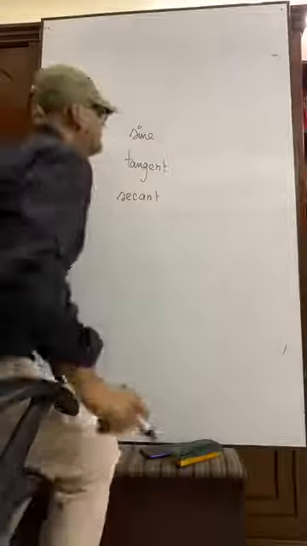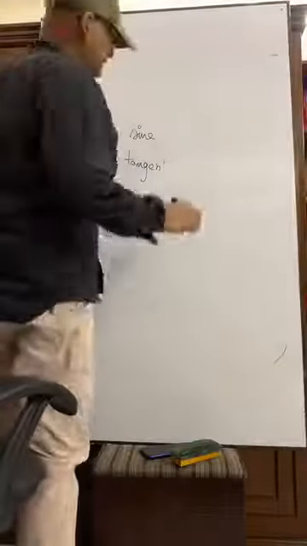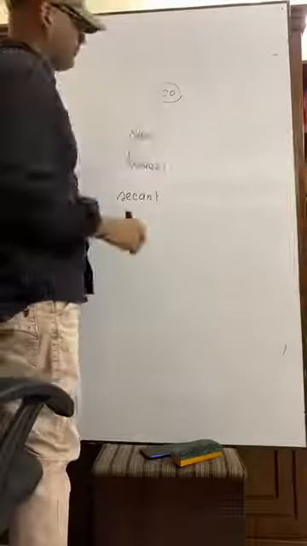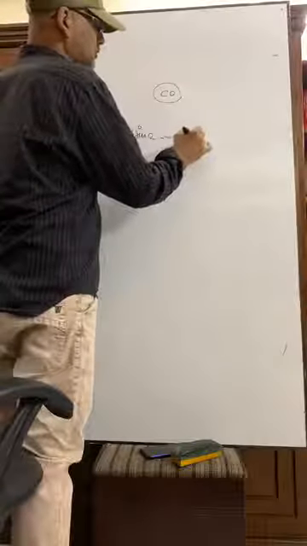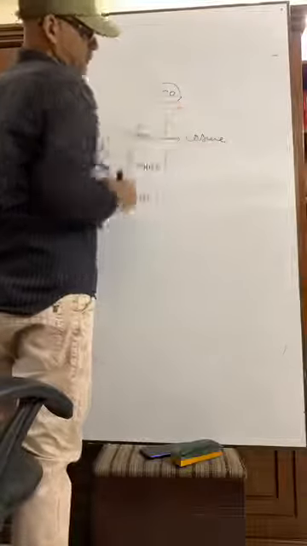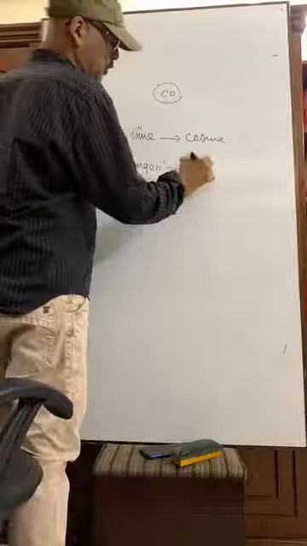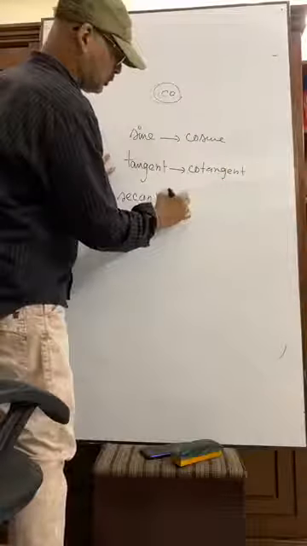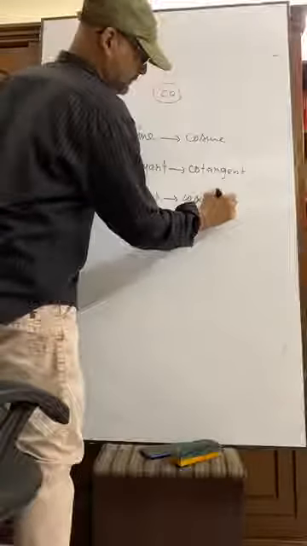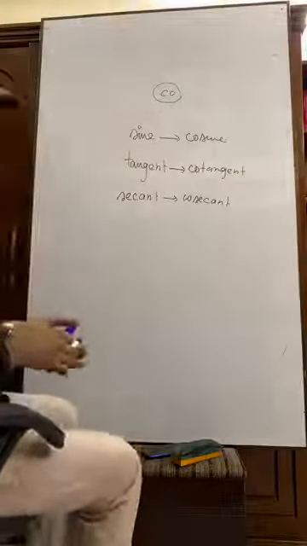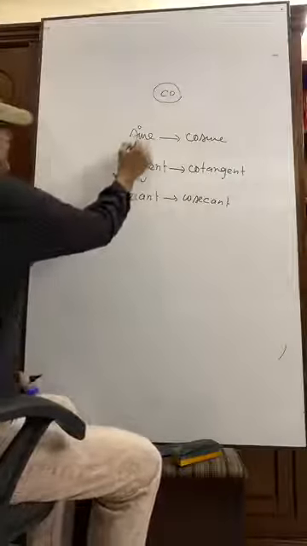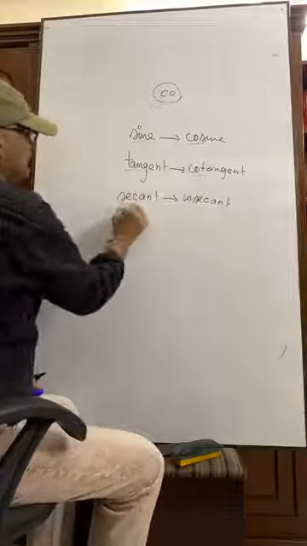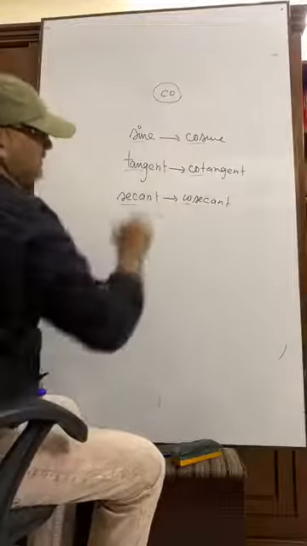After that, adding a prefix co. Remember it, co. We have got cosine, we have got cotangent, we have got cosecant. Then in short, we write here sine, cos, tan, cot, sec, and cosec.